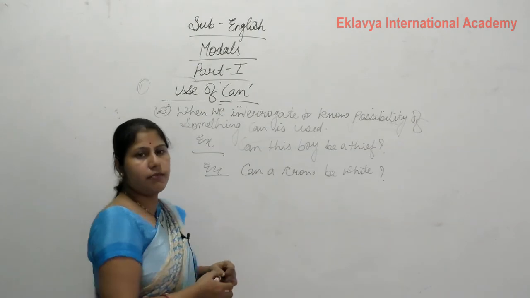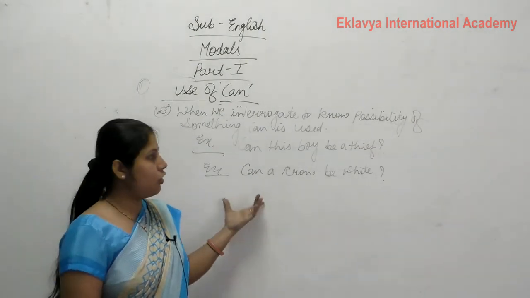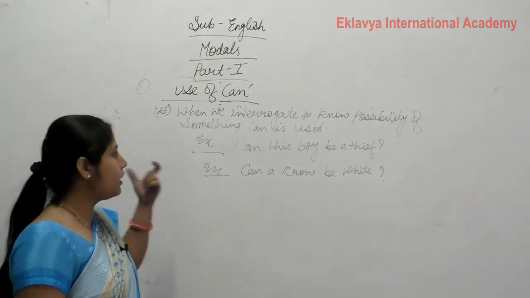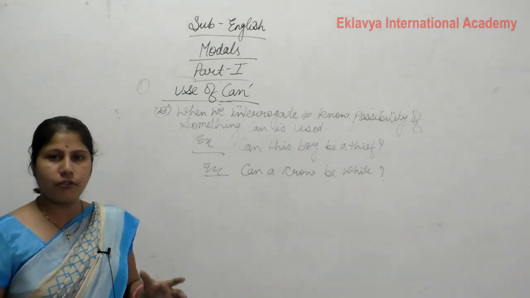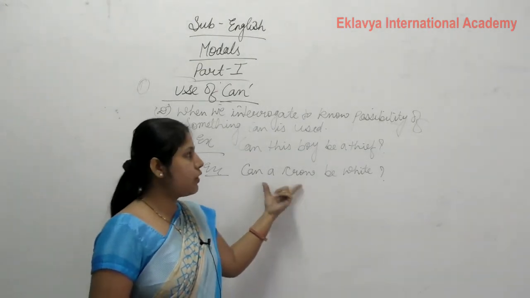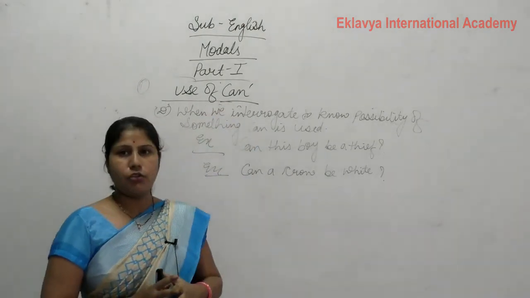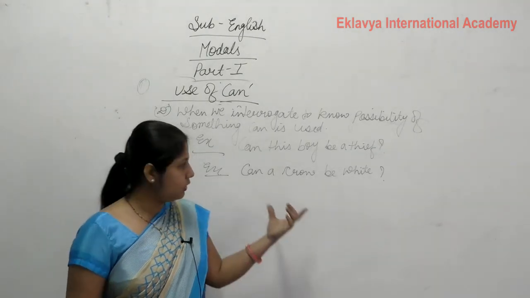In another class we will discuss the next topic, means the next modal. Okay? Could, may, might, shall, should, many more modals are there. So this is the use of can. I think everyone understands the use of can clearly. So our today's class is over here. Okay, part 1 is over. So you all try to solve your book exercise. Clear? So thank you.